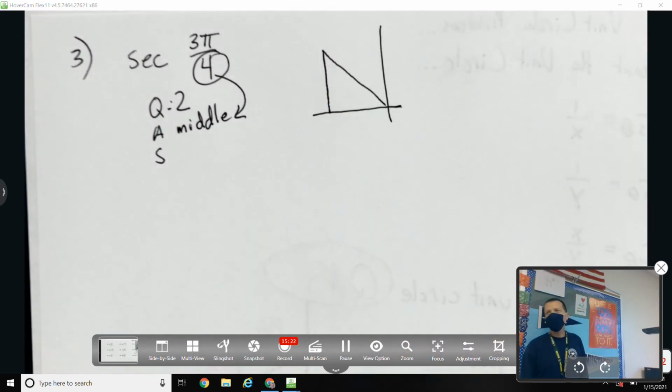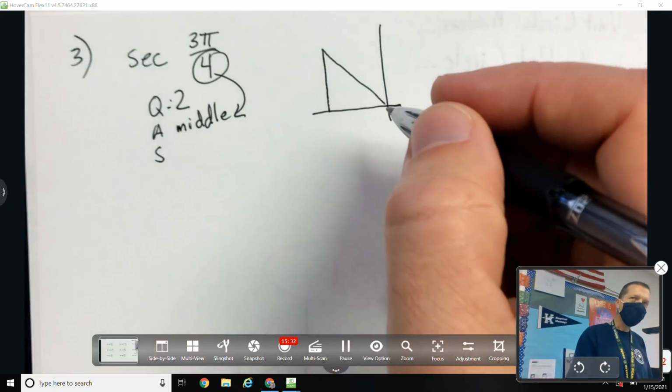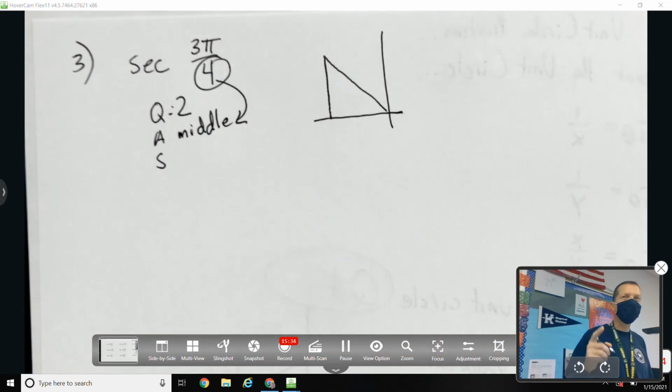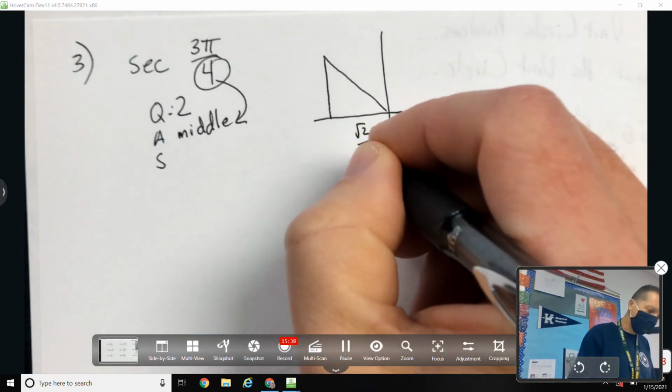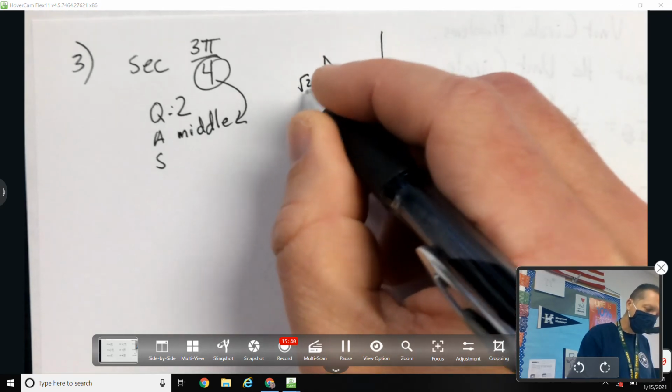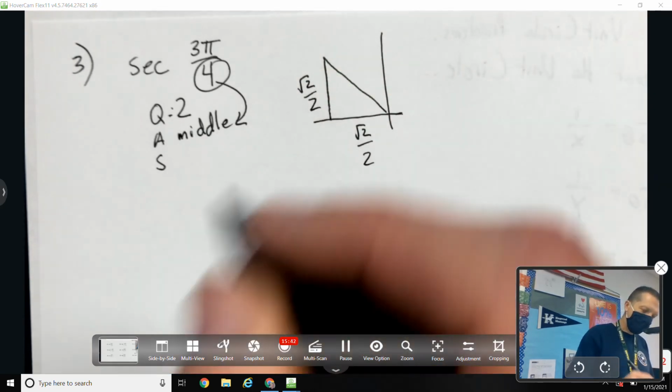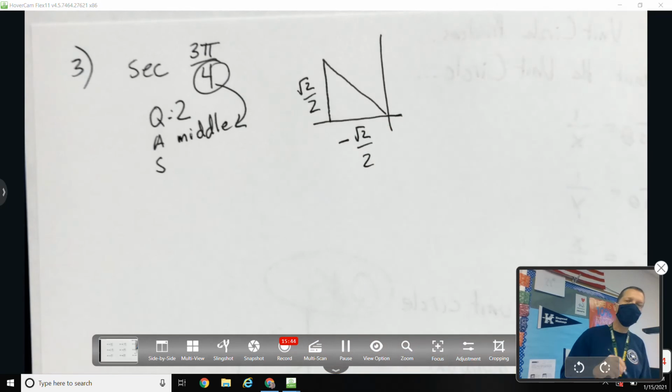Does that triangle have a short side and a long side? No, because it's right in the middle. So when the side lengths are the same, how long are the side lengths? Not 1/2, because 1/2 is the short side. Root 2 over 2. They're all root 2 over 2 if they're pi over 4. And that one going left would be negative.